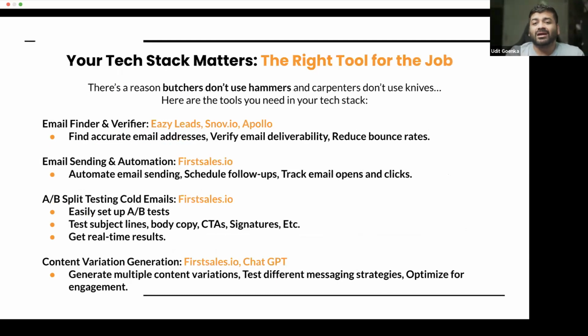Your tech stack really matters, right? The right tool for the job. So here are the tools that we personally use, and we recommend the same to you. For email finders, we generally use Easy Leads and then Snov.io and Apollo. At the same time, we are also building our own prospecting tool that should be out very soon, in the next couple of months, where you can just scrape all the data from LinkedIn Sales Navigator. We highly recommend using Firstsales for sending out any kind of emails. Next is for A/B split testing. Again, we have a very good A/B split testing. And finally, for content variation, you can either use Firstsales AI or you can use ChatGPT.